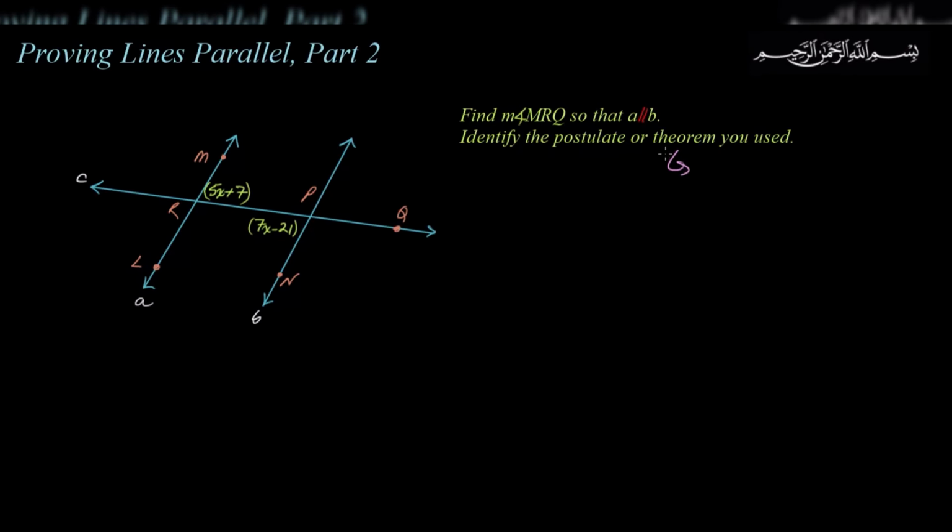So the theorem that we use is going to be the alternate interior angle theorem converse. Ta-da. So we're going to use that. If two lines are cut by a transversal such that the alternate interior angles are congruent, then the lines are parallel. So using that theorem, if these two angles are congruent, then the lines will be parallel. Then we say 5x plus 7 has to be equal to 7x minus 21.